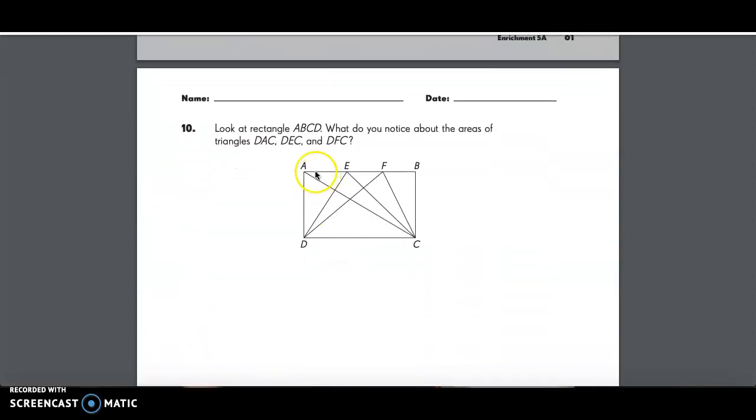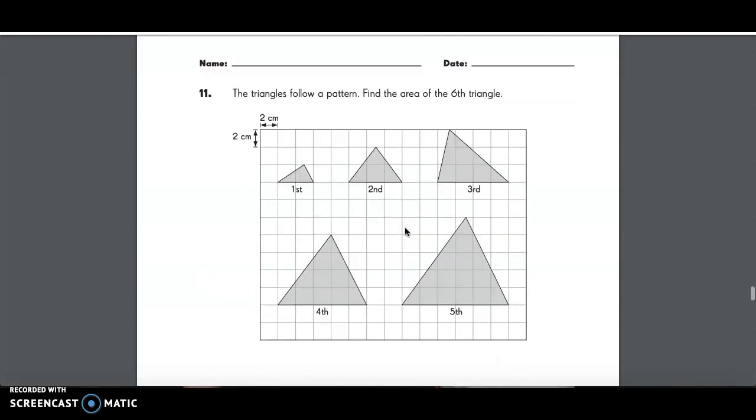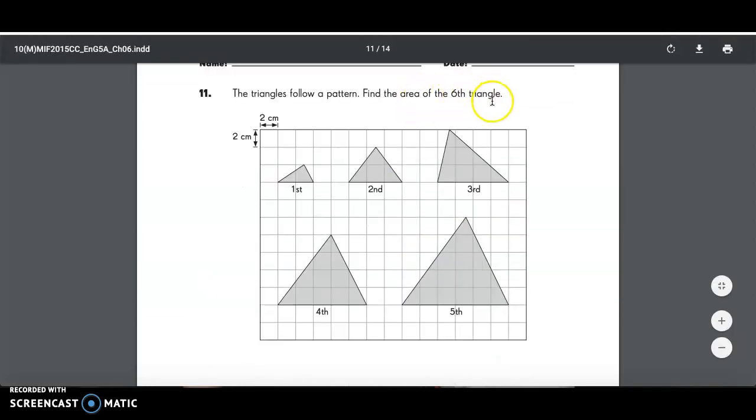Number 10, look at rectangle ABCD. What do you notice about the areas of the triangles DAC, DEC, and DFC? The triangles follow a pattern. Find the area of the 6th triangle.